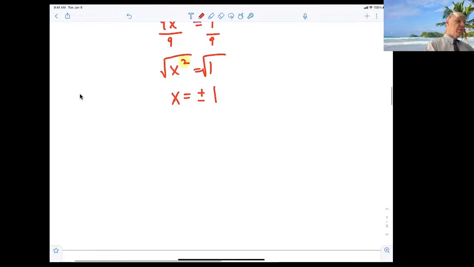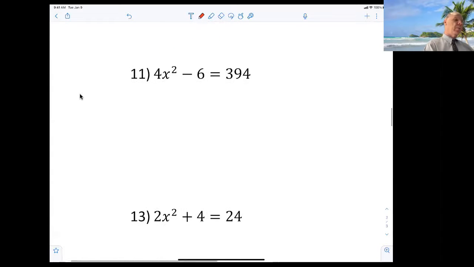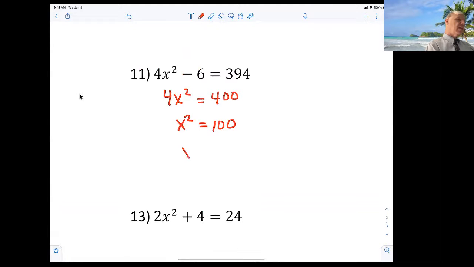All right, so here we go. Let's try number 11. What do I have to do first? Add 6. 4x squared equals 400. Now what? Divide by 4. X squared equals 100. How many solutions are there? So x equals plus or minus 10. We are great. That is easy.